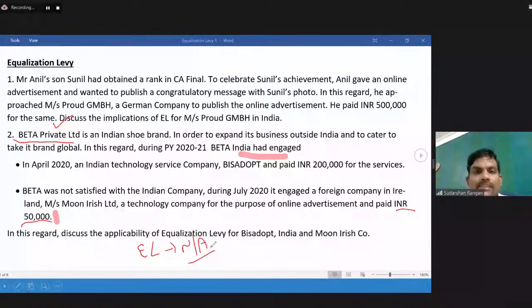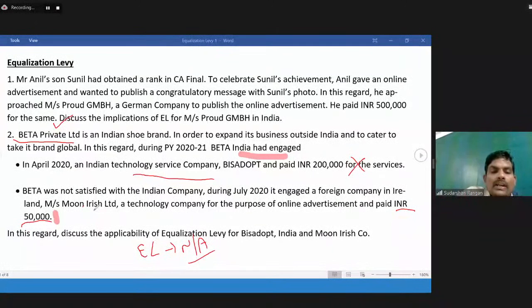I'm giving you these variations because this is how they try to test for 6 marks or even for a multiple choice question. What is the threshold limit? And whether equalization levy is applicable for a resident service provider? No. So therefore, in the first case, since this was payment made to an Indian company, the service provider and the consideration was received by a resident company, equalization levy not applicable.